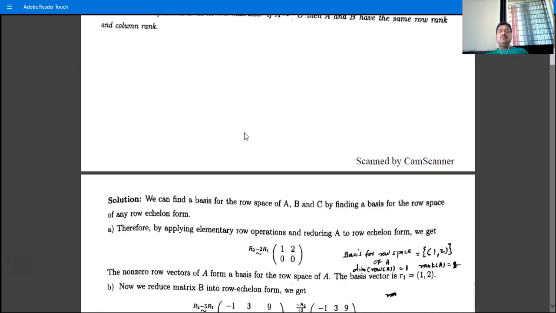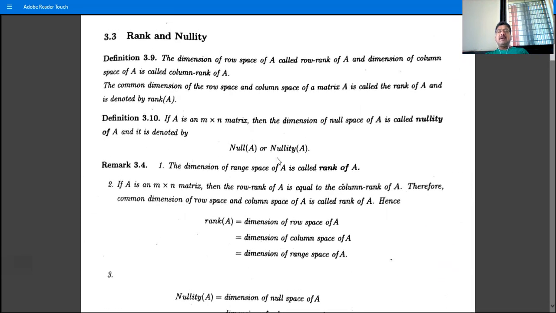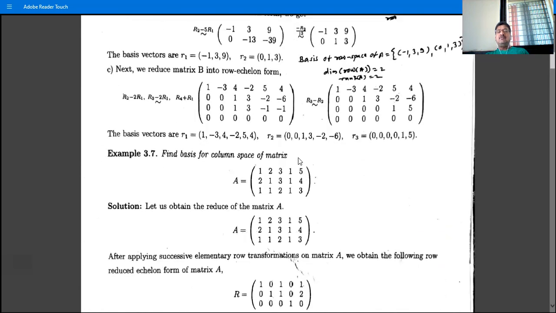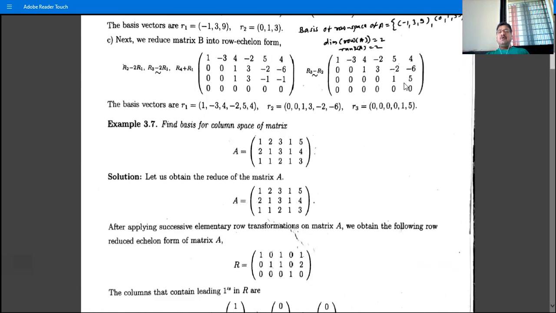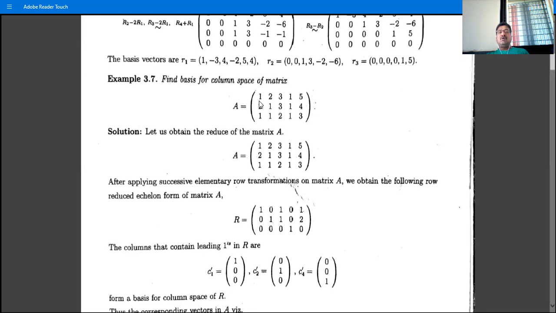So in order to find the rank, just reduce the matrix to echelon form or row echelon form, and the number of non-zero rows gives the rank. Form each non-zero row as a vector, and that is, the non-zero rows in echelon form form the basis for the row space of that matrix. So the next example is find the basis for column space of a matrix.